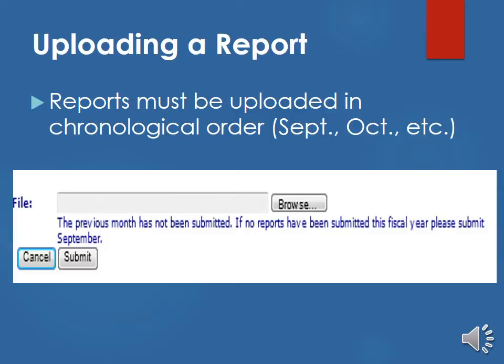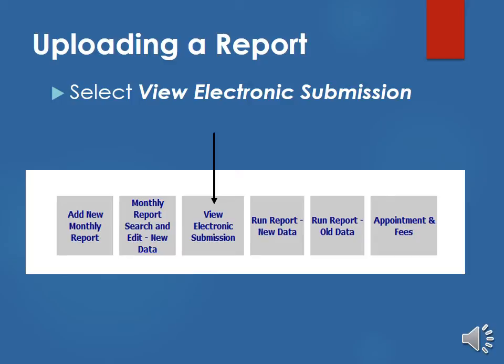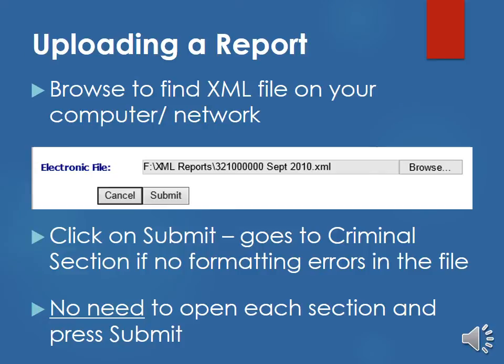Now, just like when you manually entered the reports, you must submit the reports in chronological order, oldest outstanding month first. If you attempt to upload a report and the previous month has not been submitted, you will receive the error message shown on the screen. So here we go. We're ready to upload the report. You will click on View Electronic Submission. Here you will click on Browse to find the file you will upload, and then click on Submit.